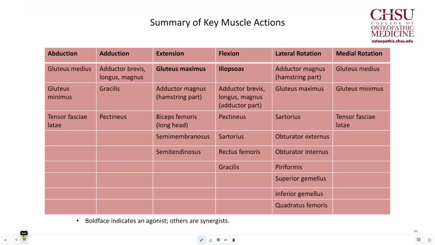Here is a snapshot of a key chart that shows you the action of the muscles and where they fit. Notice the boldface words: the gluteus maximus is the prime extensor, and the iliopsoas is going to be your prime flexor. All the other ones have similar functions, but I just group them together so that when you're studying, you have a quick list to know what falls into which category.